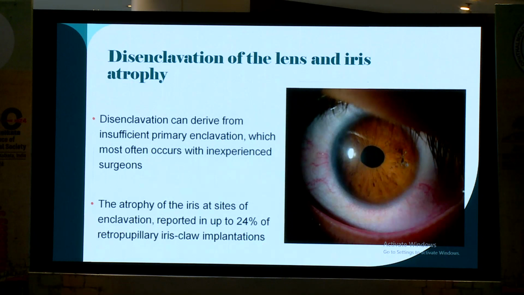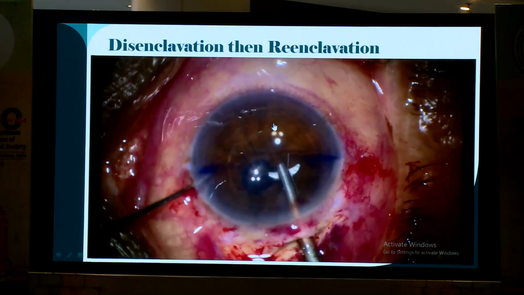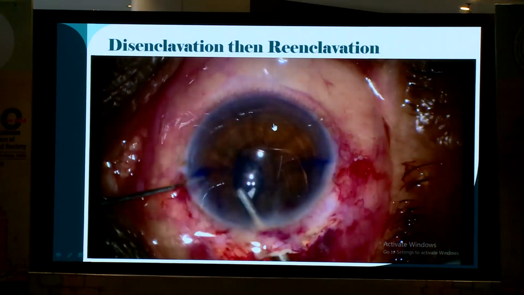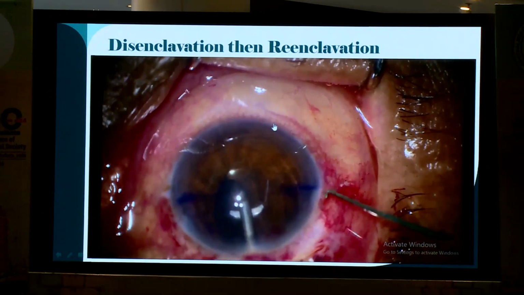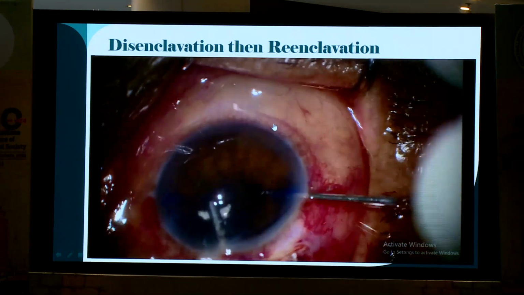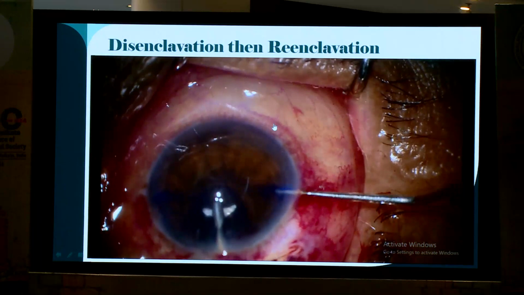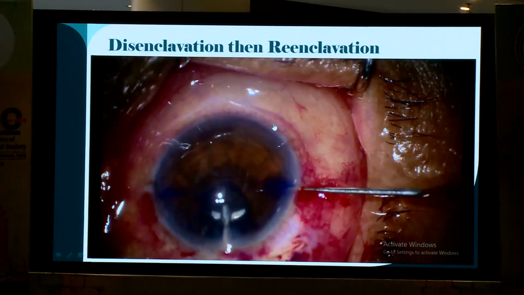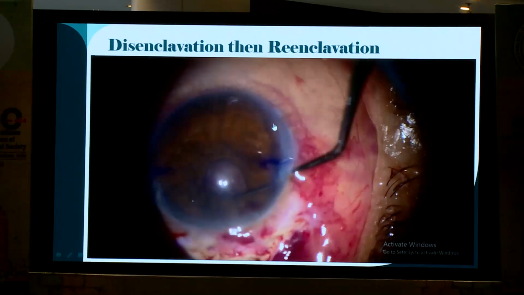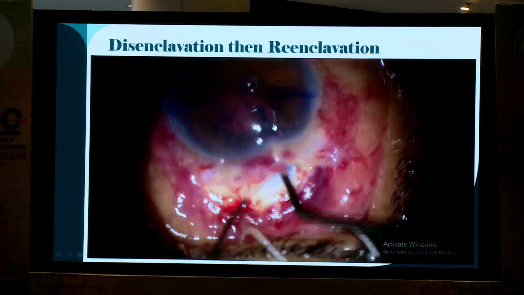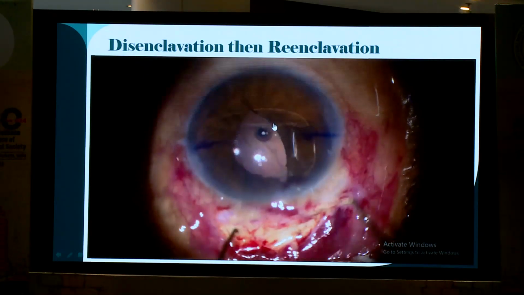Deenclavation can be experienced by the beginner surgeon due to insufficient primary enclavation, and 24% of cases have iris atrophy with retropupillary iris claw implantation. This short video describes how to enclavate. One end of the iris claw is enclavated, and gently from the other end of the iris claw, we gently deposit the iris and slightly enclavate the iris. But suddenly, with beginners, when we remove the viscoelastic, it suddenly moved behind one end of the iris claw and got de-enclavated. Gently we move the iris claw in the anterior chamber and re-enclavate it.